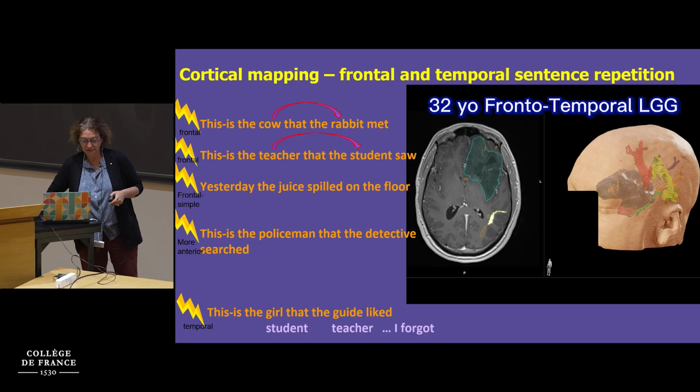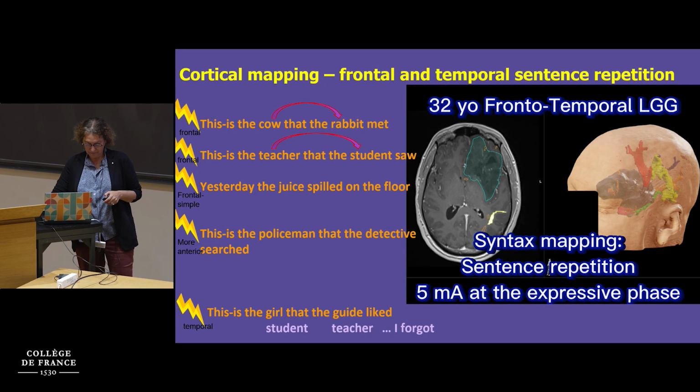Red alert. This is the cow that the rabbit met. This is the rabbit that the cow met, okay? Reversal. This is the teacher that the student saw, reversal. Simple sentence. No problem. Okay, now stimulation in a different area. No problem, even though it has movement.